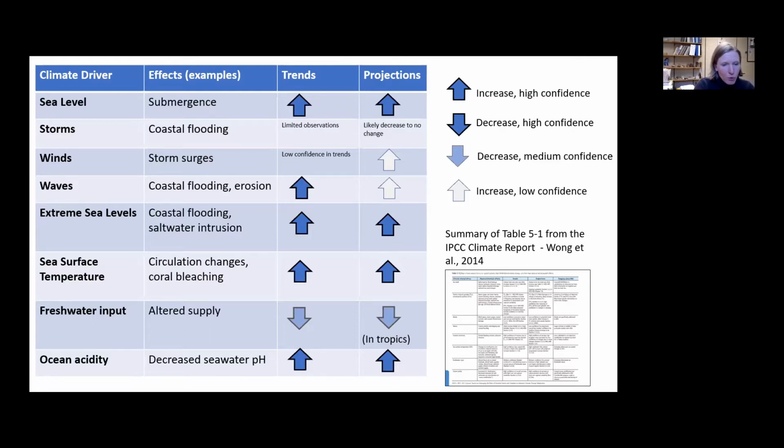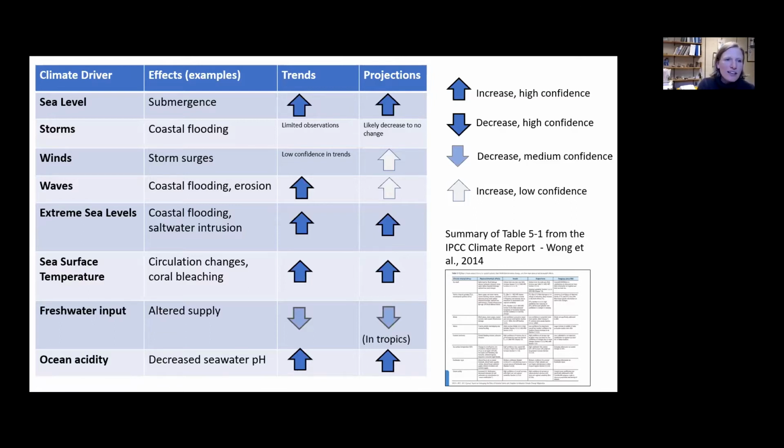Sea surface temperature has implications for overall global circulation changes and coral bleaching. The trend is that the sea surface temperature is going up, and the projection is that it'll go up. Freshwater input. So the rain coming down from the sky. The effect of that is that we can get an altered supply in places where we've typically counted on it in the past. The trend is that the amount of rain is decreasing in the tropics, and the projection is that it will continue to decrease in the tropics with medium confidence.